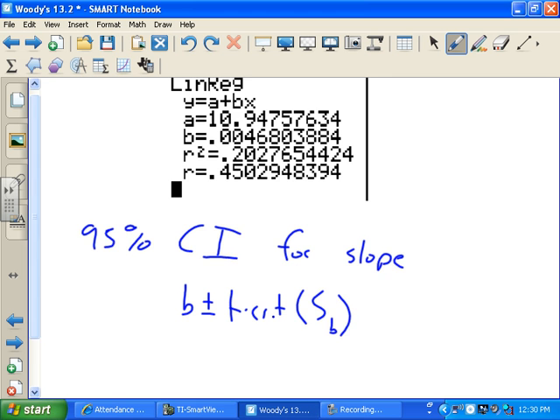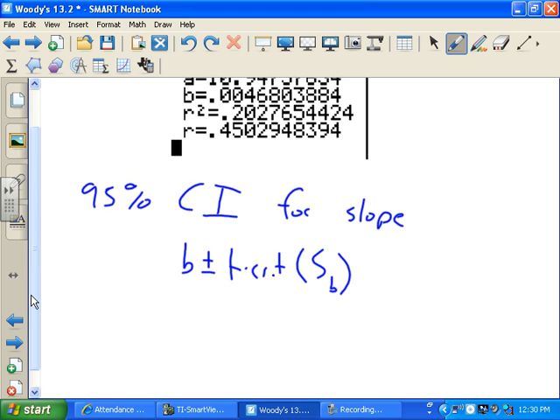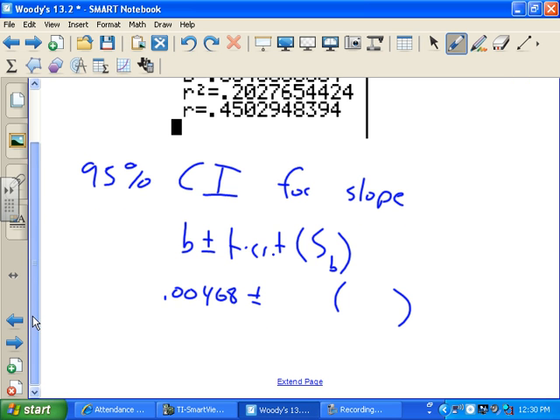In this case, our estimate for slope is 0.00468. Plus or minus, we don't know what SB is yet, but we can get the T crit. This is a 95% confidence interval. How many pieces of information did we have there? 15 pieces of information. So we have 15 minus 2 degrees of freedom. We have 13 degrees of freedom.